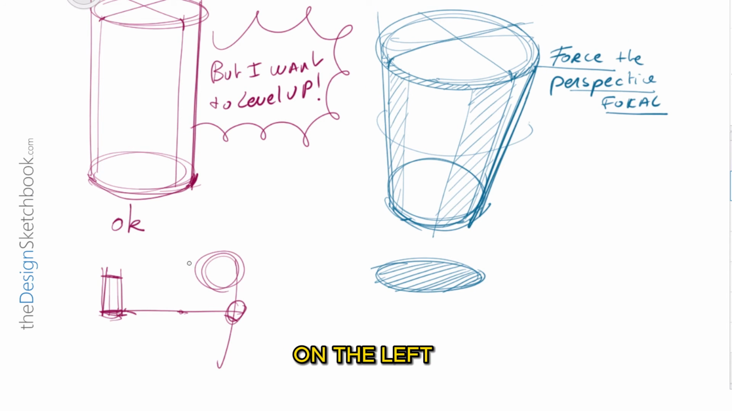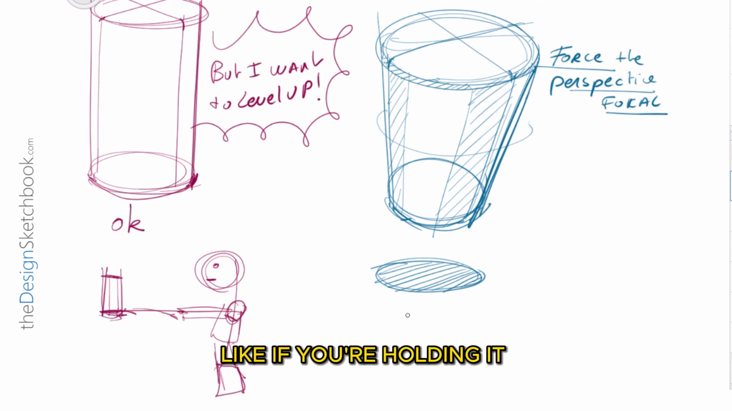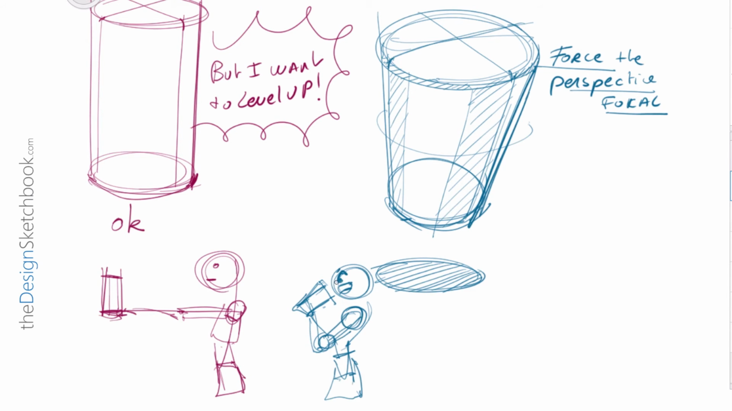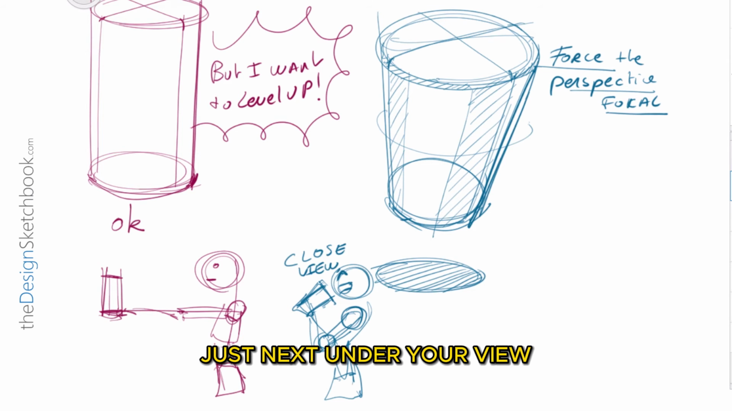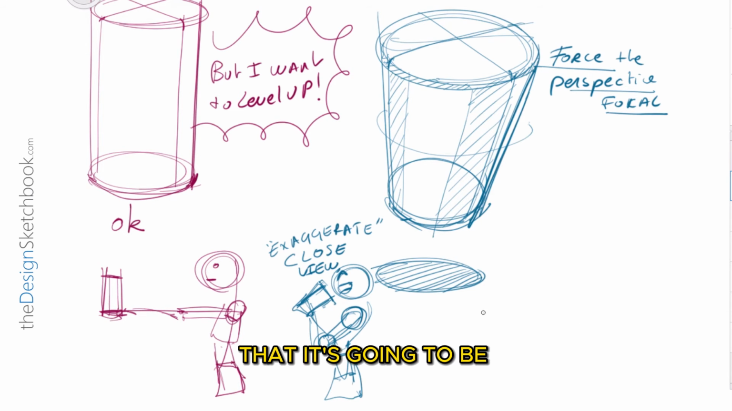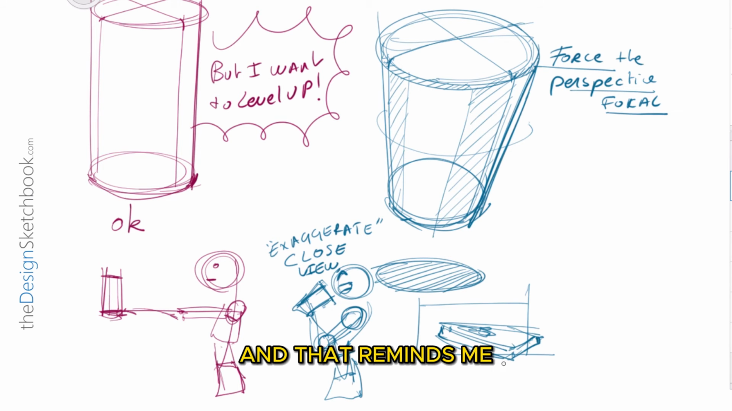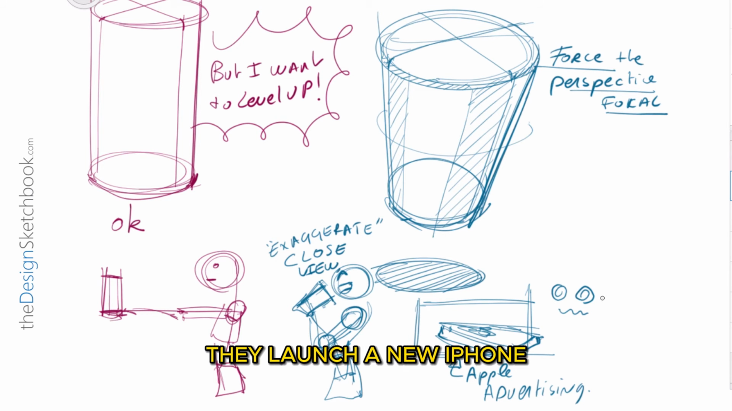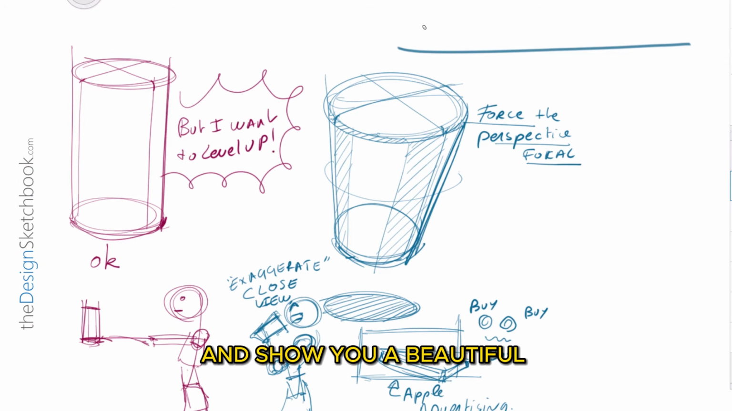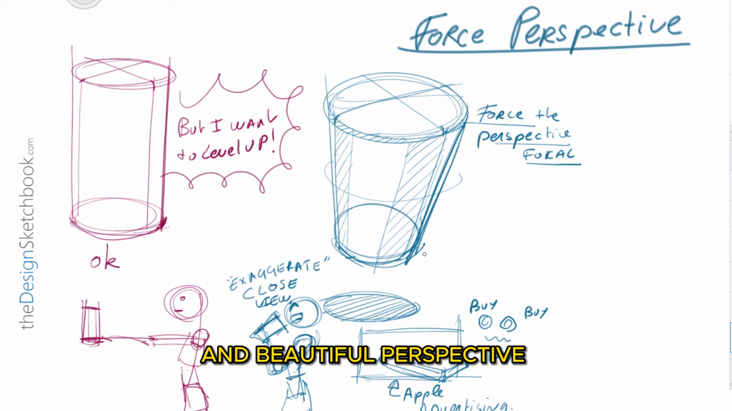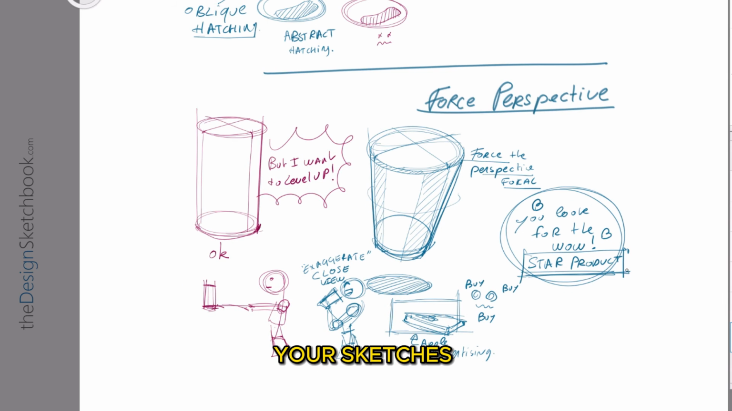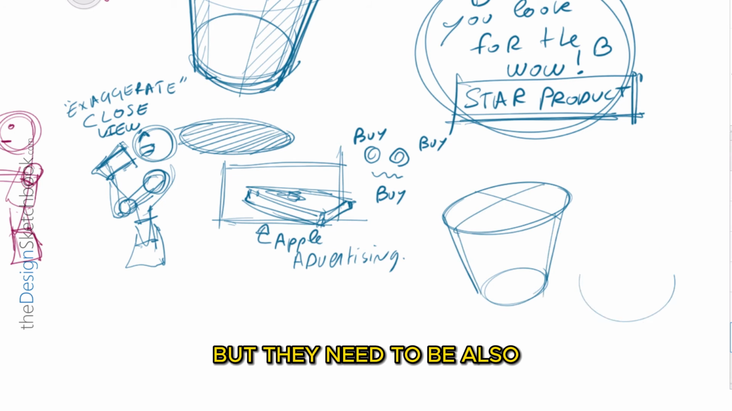For example, on the left, it's like the cylinder is very far away, like if you're holding it in front of you. But what if it's just next to your nose, just under your view? You feel it is going to be really much exaggerated. It reminds me of the advertising of the Apple phones, whenever they launch a new iPhone, they want you to buy and show you a beautiful focal and beautiful perspective of their phone. So this is what you want to get when you draw as a product designer. You want a star product. So yes, your sketches need to be informative, but they also need to be attractive.